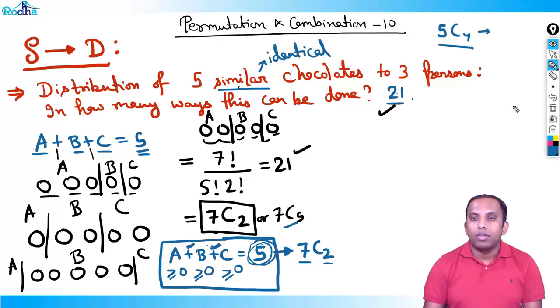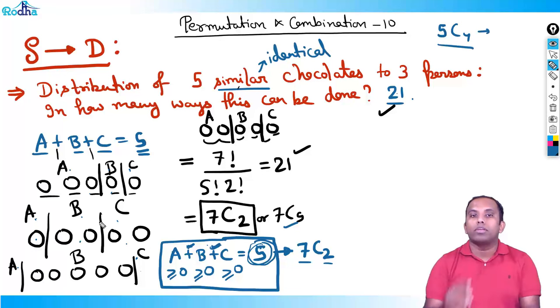Okay? Now, for the 5, I made 5 circles or 5 chocolates. For the 2 plus signs, I made 2 partitions. One part will go to A, one part will go to B, and the other part will go to C. Right? So when we move the positions of these lines, the numbers with A, B, C will change. Sometimes A will get 1, B will get 2, C will get 2. Sometimes A will get 3, B will get 1, C will get 1. Sometimes A will get 0, C will get 0, B will get 5, right? So the lines and circles are moving. So 5 circles and 2 lines are moving in a row.